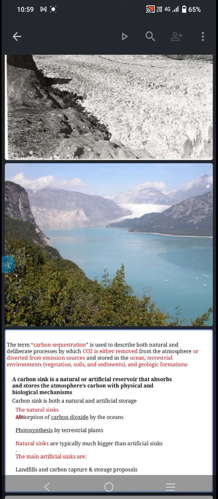This is the major information about carbon sequestration. In brief, carbon sequestration is a big phenomenon which occurs in day to day life. Carbon sequestration is nothing but capturing carbon dioxide from the atmosphere and storing it, and it gives benefits to further generations.